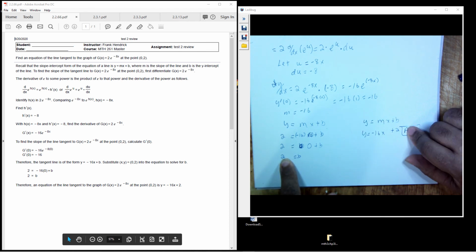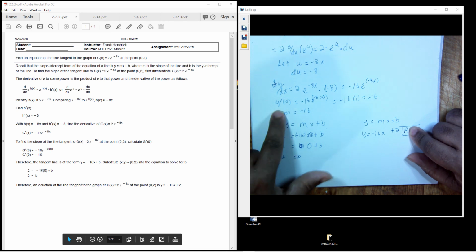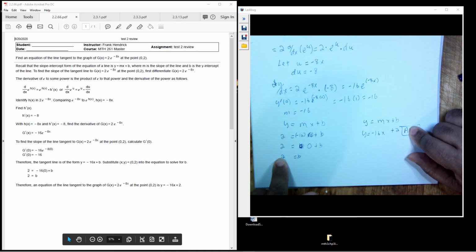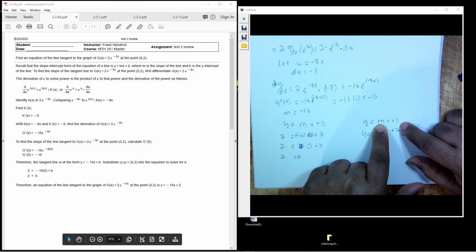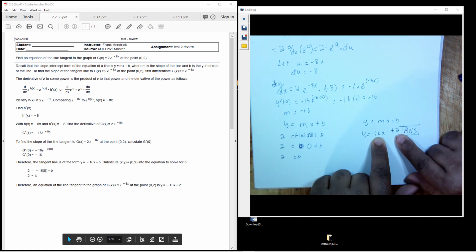So now I know what my slope is. I know what the y-intercept is. I can get an equation for the line. I know the slope, and I know the y-intercept. There's my equation for the line.